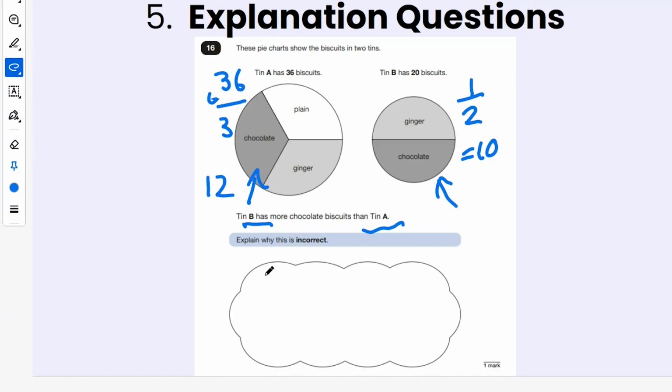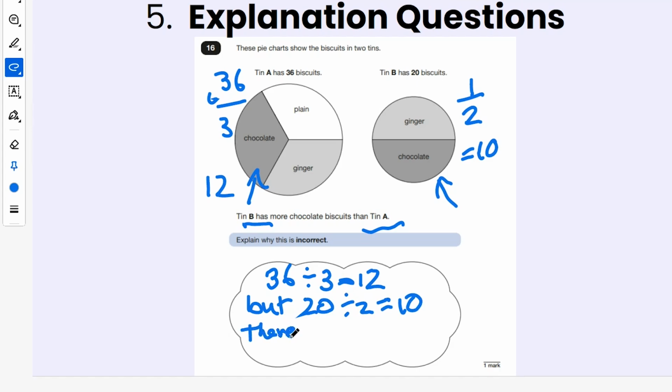Explain, well, we would do something like 36 divided by 3 equals 12. But 20 divided by 2 equals 10. So there are more, therefore, there are more in tin A. Okay, apologies for the handwriting, but you can see how they would have to reason this out, showing their working.